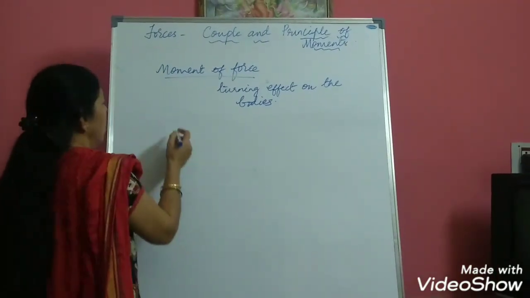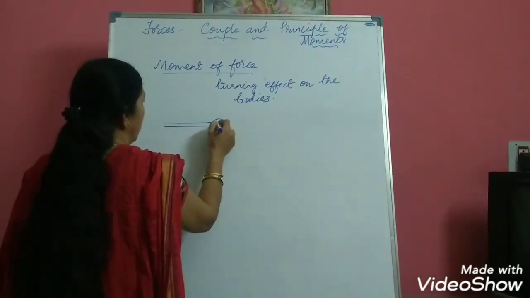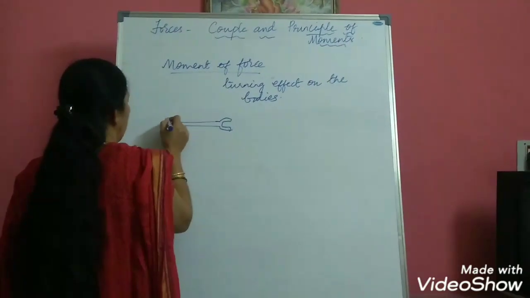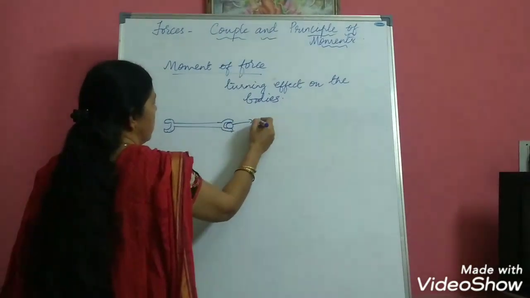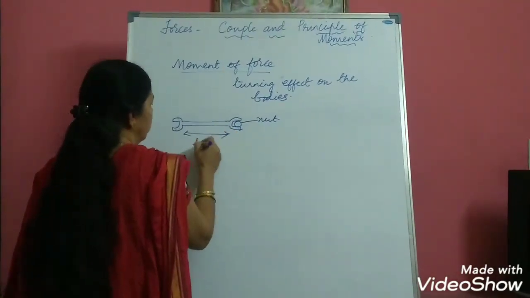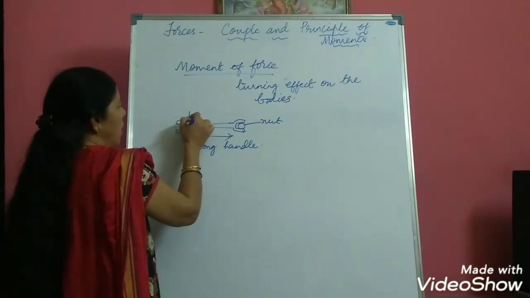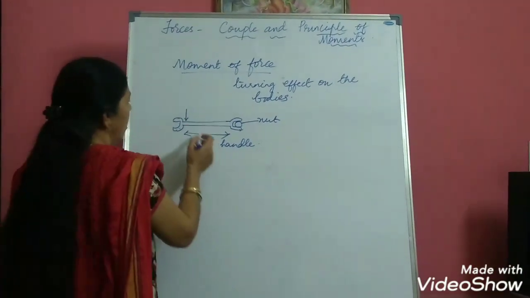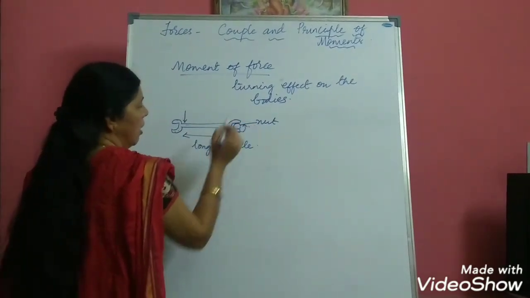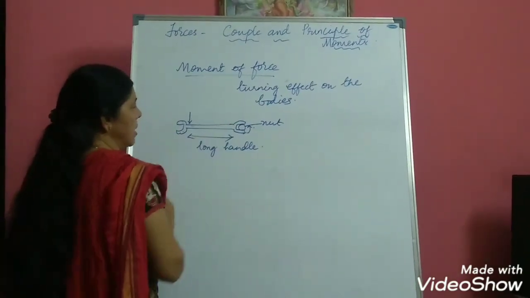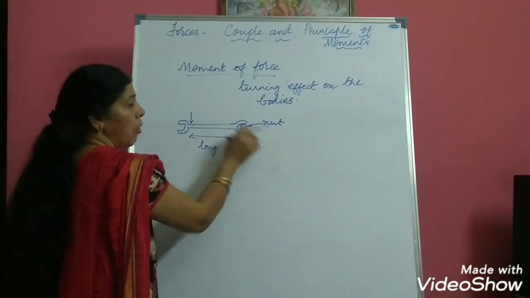One such example is, if you want to tighten a nut, then you have to use a spanner, and we have observed that the spanner has a very long handle and the force is applied at one end of the spanner. So, as this perpendicular distance increases, the turning effect on the nut will also be more. This is one example of moment of force, which is nothing but turning effect on the body.